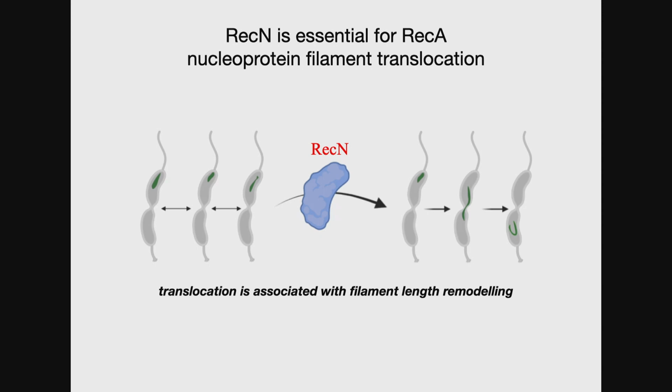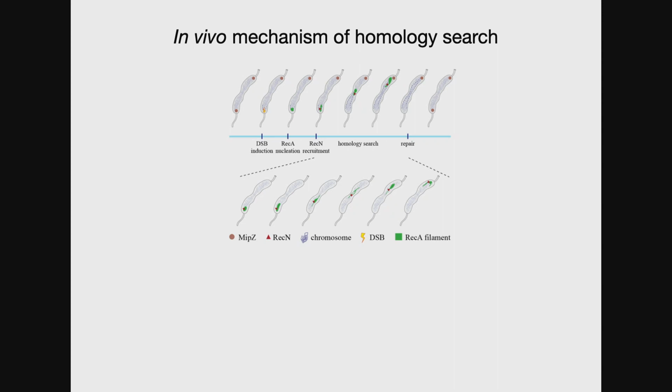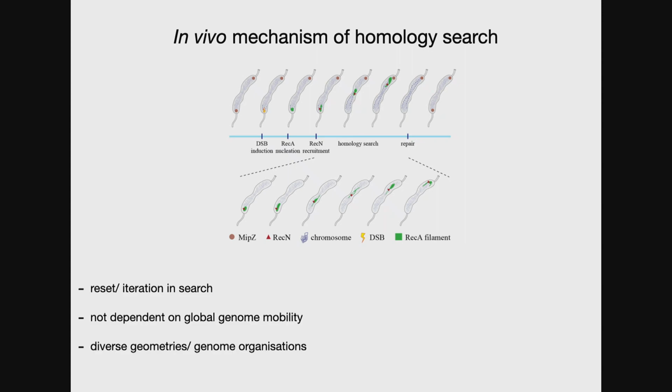during homology search. All right, so what I've shown you today is that we can recapitulate the entire process of homologous recombination inside the cell, and we can perhaps now propose a new mechanism by which search occurs. And this search involves directional movement of RecA inside the cell. It's iterative and it's driven by RecN.